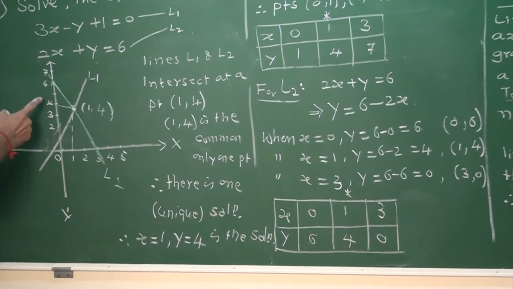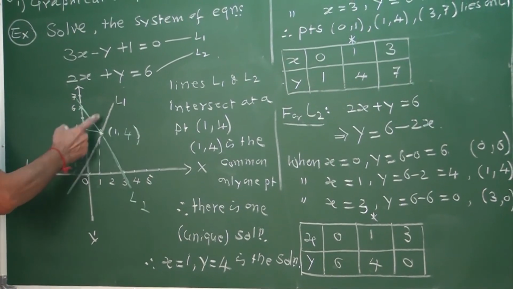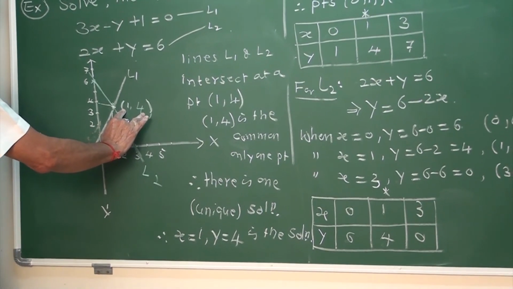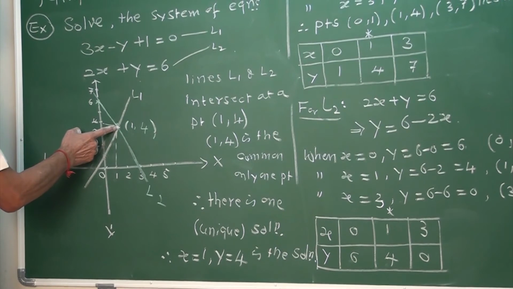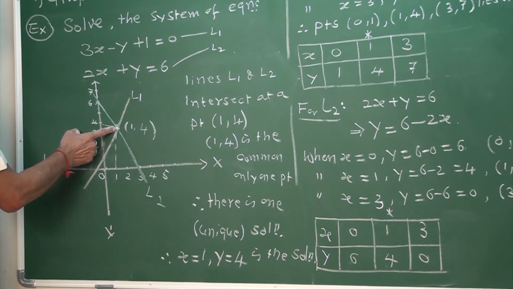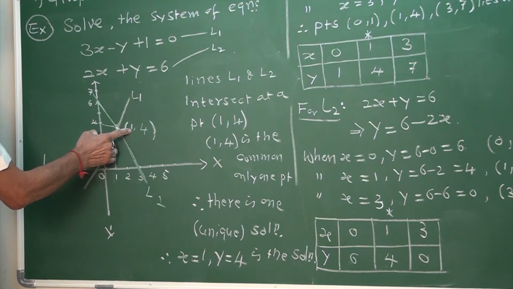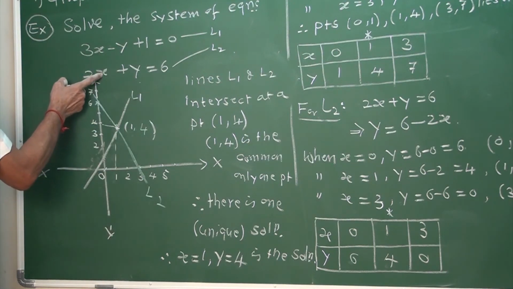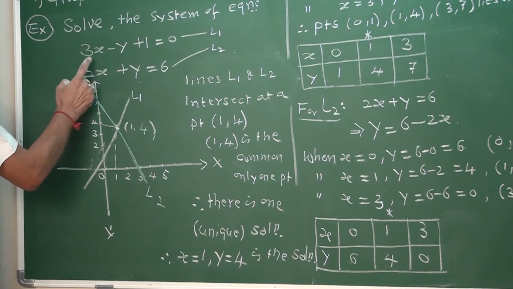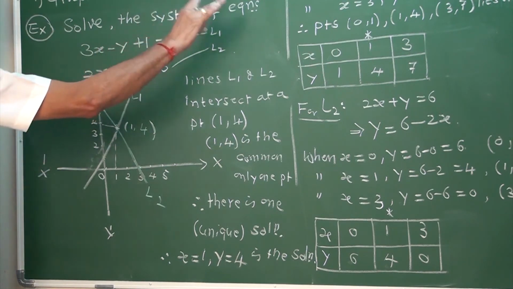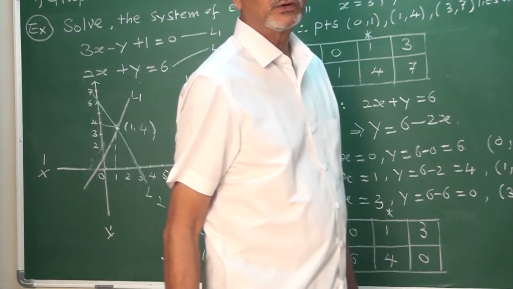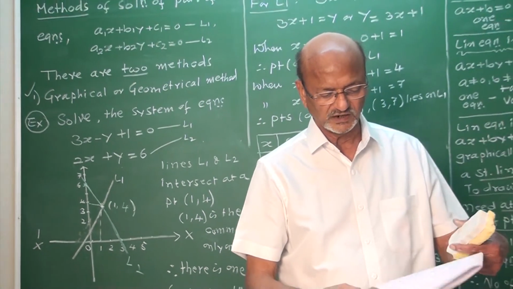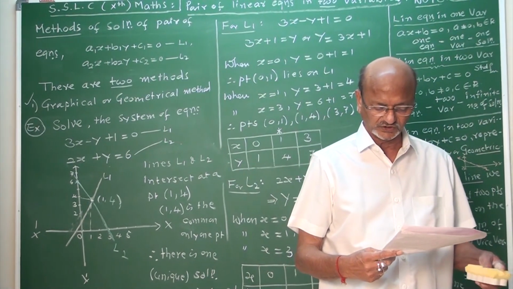This is the method of drawing the graphs. Scale, mark the points, join the points, they intersect at a point 1, 4. That will be the solution, number of common points 1, number of solutions 1. This gives the value of x, this gives the value of y. It is the solution of the given pair of linear equations in two variables x and y. This is, my friends, the graphical or geometrical method.